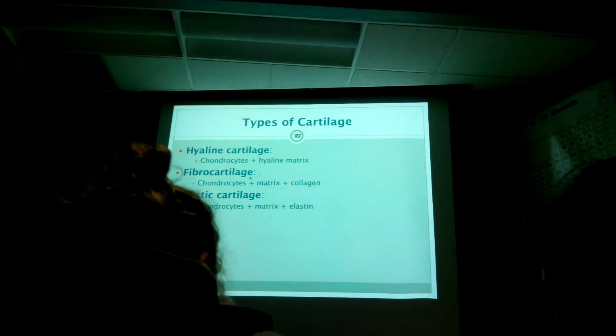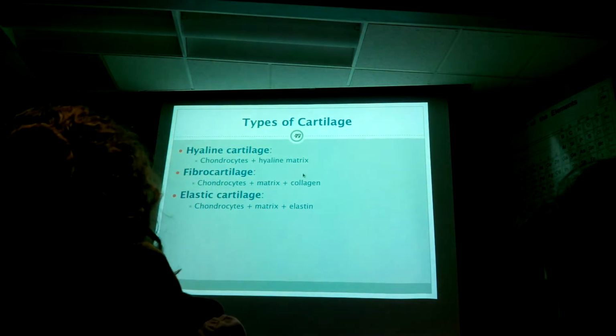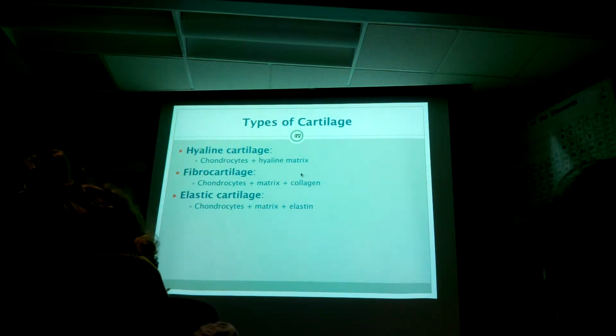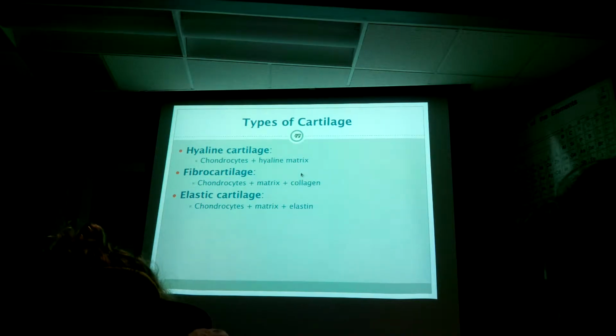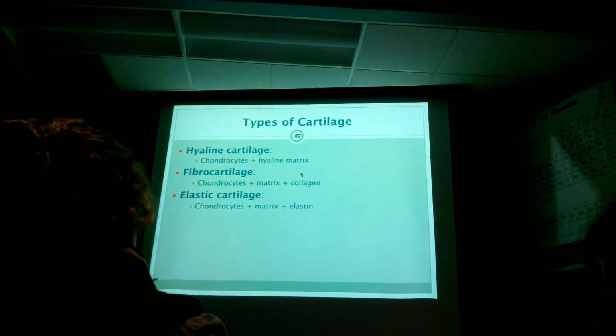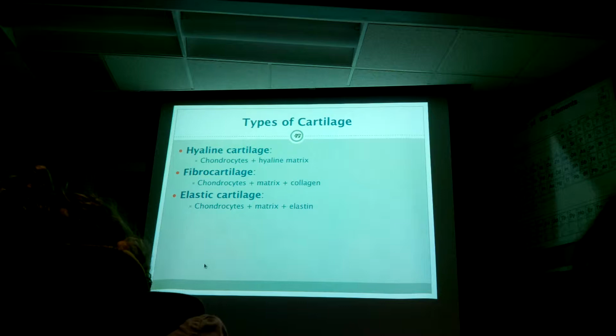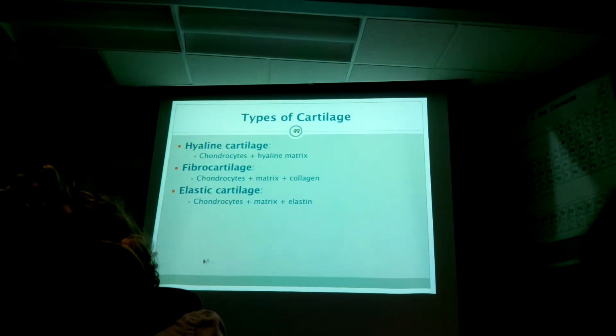So this hyaline, the chondrocytes, and this hyaline matrix, which he said was hyaluronic acid. I think that's a popular supplement people take for joint damage and joint problems, is hyaluronic acid. Fibrocartilage, the chondrocytes, so these mature cartilage cells in the matrix with collagen.